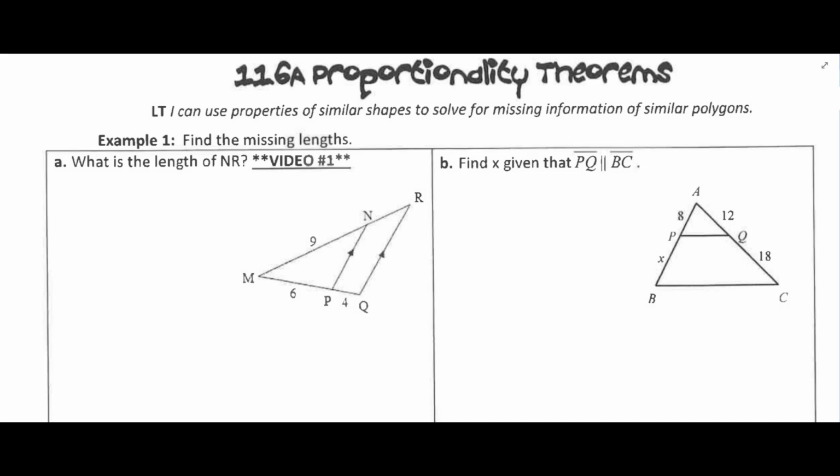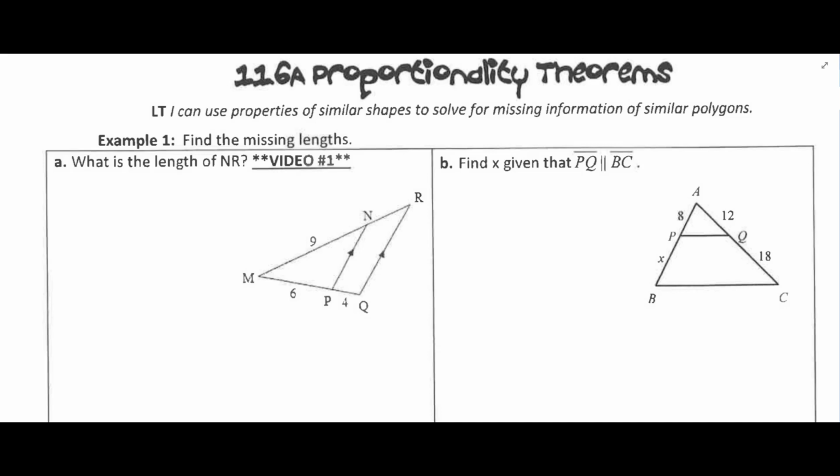So keep in mind that when we're working with proportions, there's usually several ways to set your proportion up. You just have to make sure you're consistent with the pieces that you put into the proportion, and usually it'll work out okay. So let's take a look at example A. We want to know what is the length of segment NR. And we've got a bunch of lengths in here.